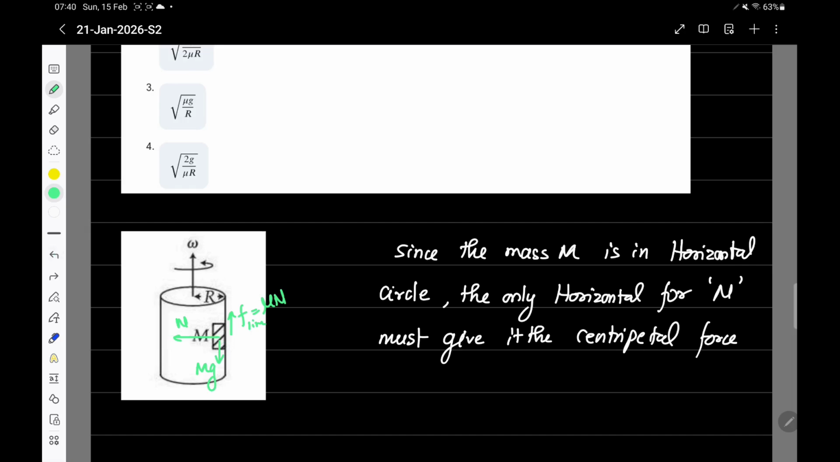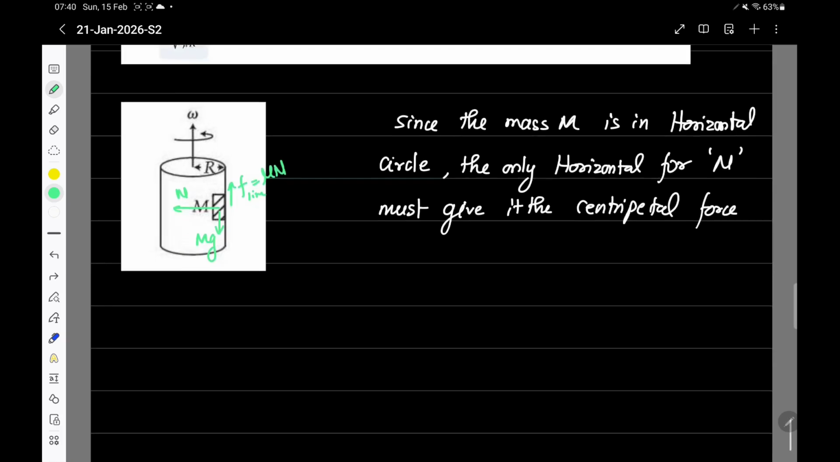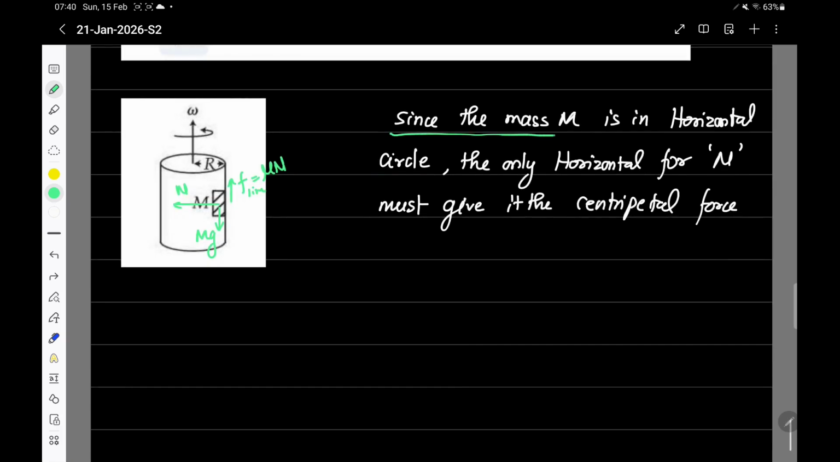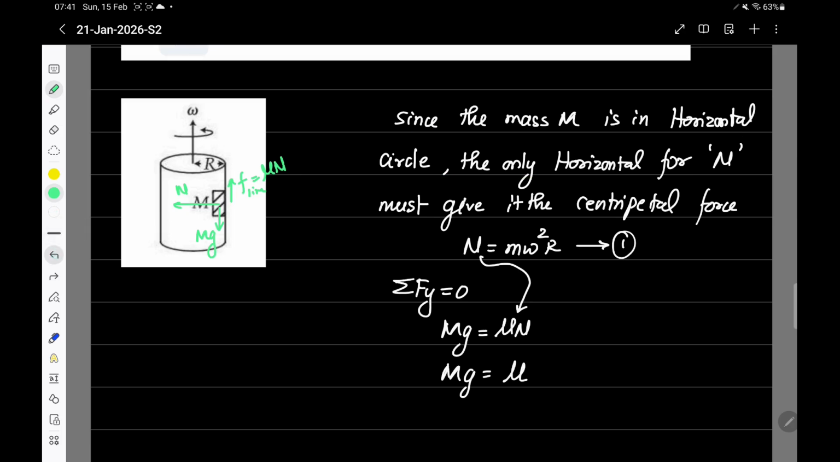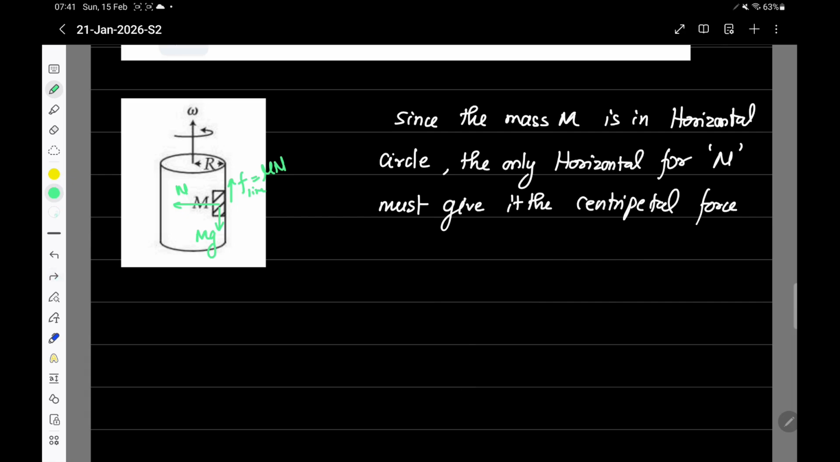The mass is moving in a horizontal circle as the drum spins, and it's remaining stuck to the wall of the drum. The forces acting on it are mg downwards, which is trying to pull it downwards, the friction upwards, which is trying to keep it stuck to the wall, and the normal reaction on capital M. So the idea we'll use: since the mass capital M is moving in a horizontal circle, only a horizontal force can give it the centripetal force. So the only horizontal force in this question is the normal reaction. That must be giving it the centripetal force.